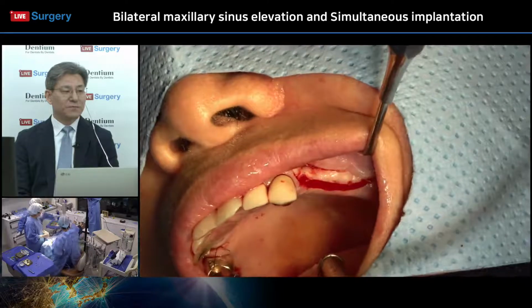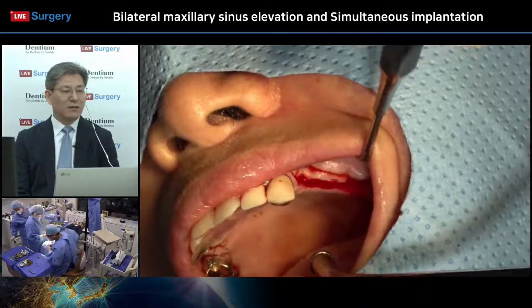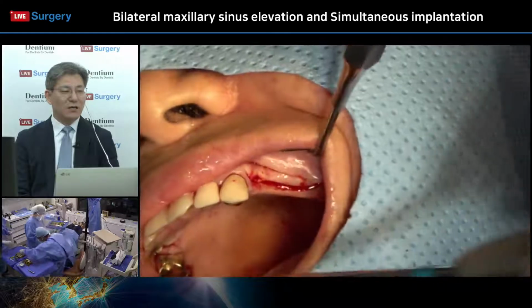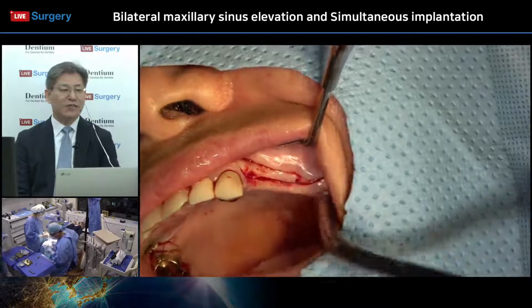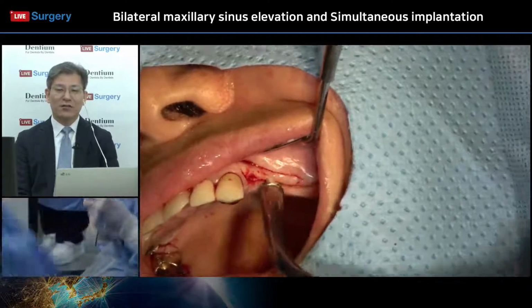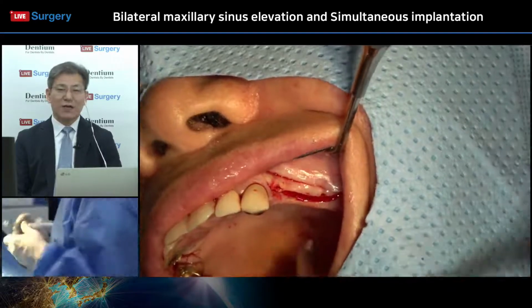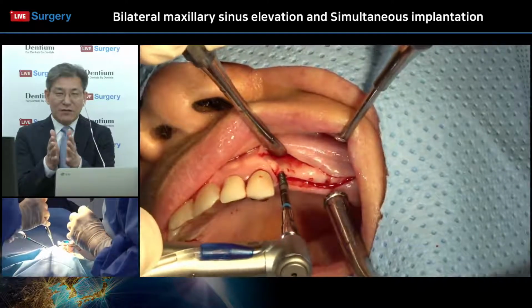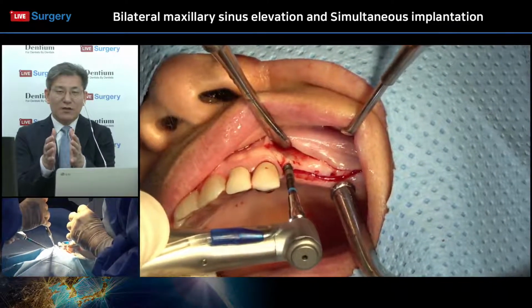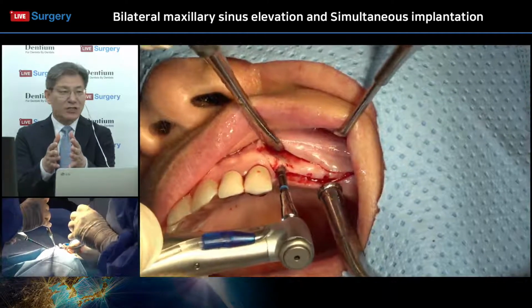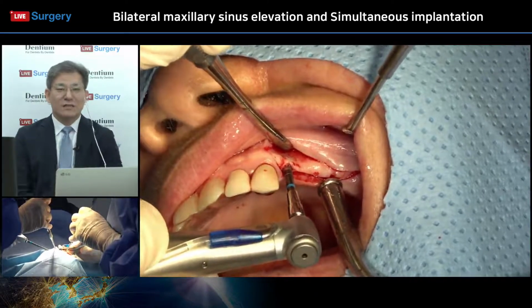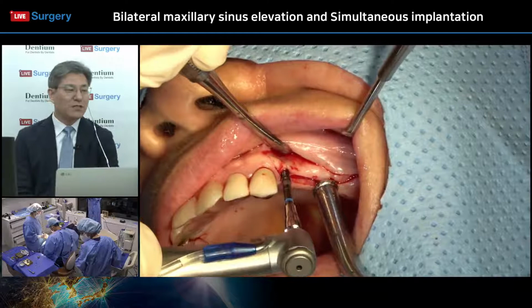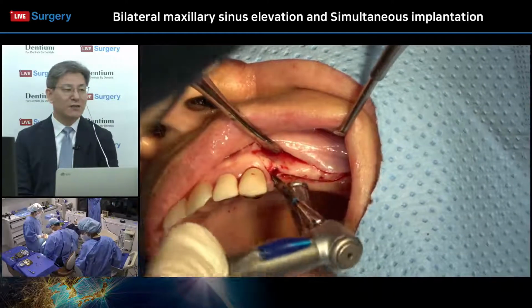Which spreader with a mallet. Actually, ridge split and ridge spreading is a totally different concept. Right? So, ridge split means they separate from each other, a little bit, for making room for wider diameter implant insertion. So this concept is spreading. It means expanding the radial bone plate using different kinds of devices and drills.